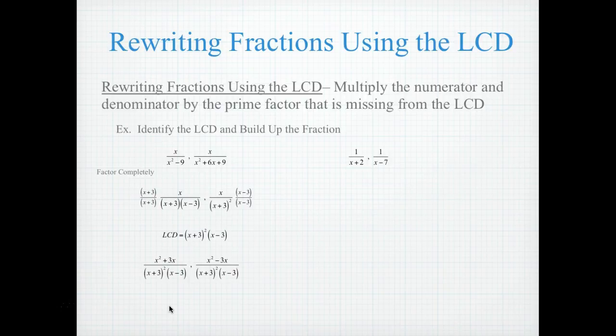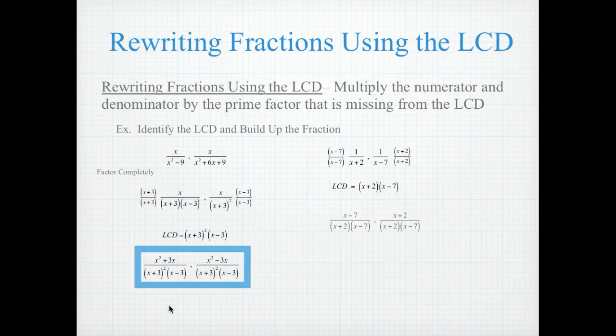Now, over on the right, I have 1 over x plus 2 and 1 over x minus 7. We've already identified the LCD. Since they are both prime factors, then the product of those prime factors is the LCD. So the fraction on the left needs the quantity of x minus 7, and the fraction on the right needs the quantity of x plus 2. So I multiply the numerator and the denominator of the first fraction by x minus 7, multiply the numerator and the denominator of the fraction on the right by x plus 2.